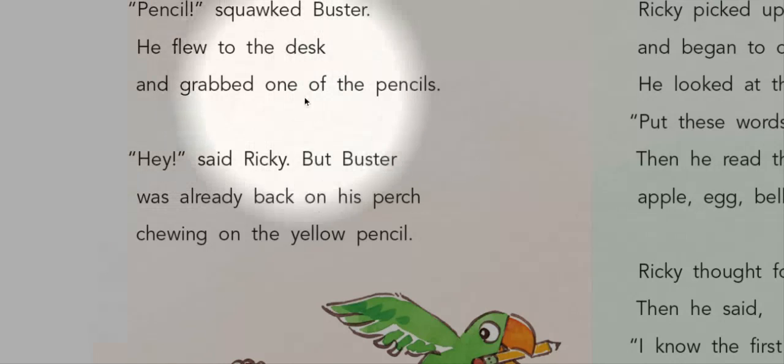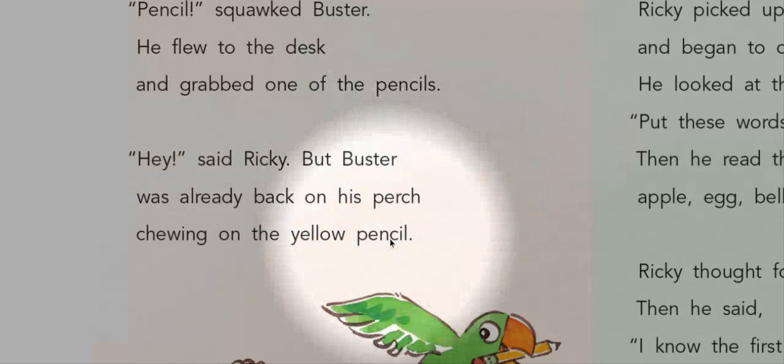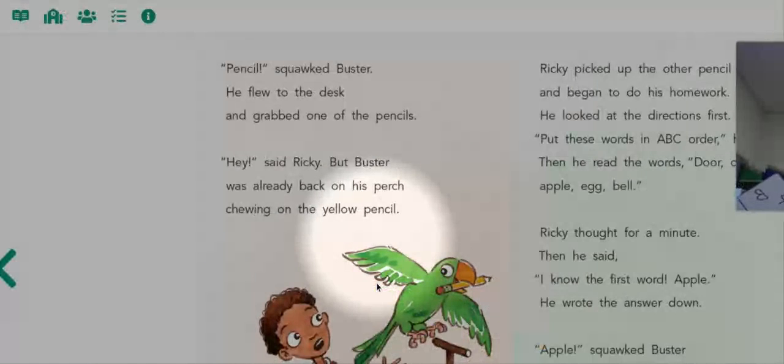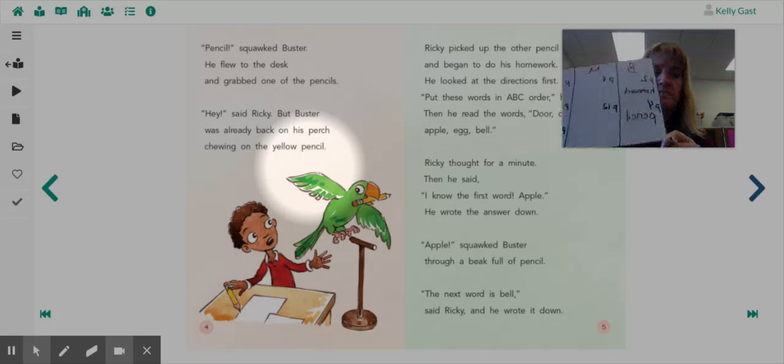Again, I see the word pencil a couple times on this page. And from reading the story yesterday, I remembered Buster really liked to chew on those pencils. That might be something I want to write about. So I'm going to write down the word pencil for page 4.